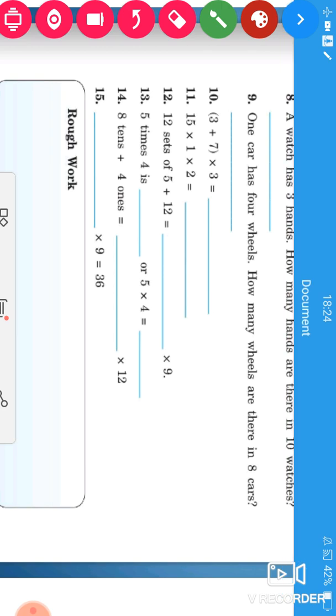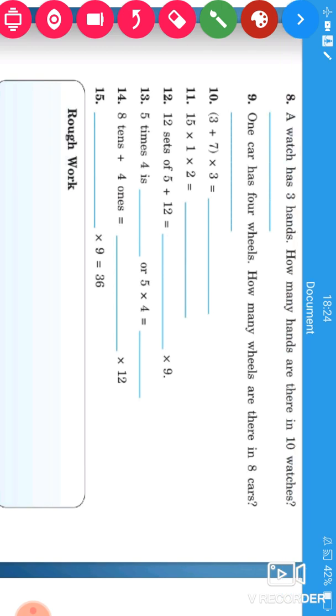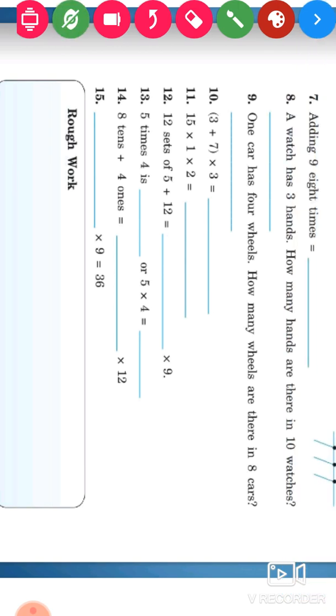Now question number 13 you will do yourself. 5 times 4 is dash, or 5 into 4. Do this question yourself. This is a very easy question. Let us do question number 14.